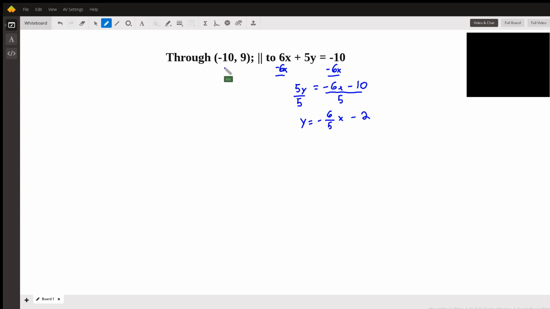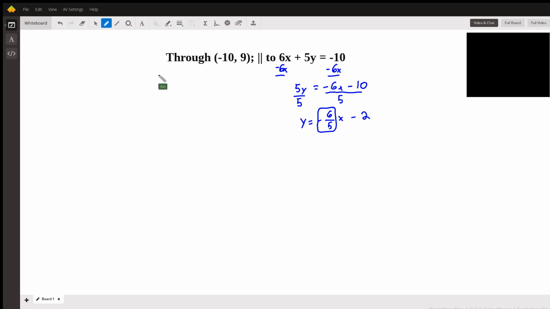And it's important to understand that when we're writing an equation of a line parallel to this line, in this case 6x + 5y = -10, we're going to be using the same slope. So whenever you see the symbol parallel, like I showed you up here, think same slope. So we're just going to use this slope of -6/5, and we're going to use this slope in our point-slope formula with our point (-10, 9).